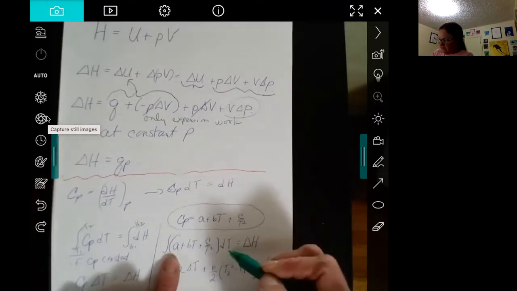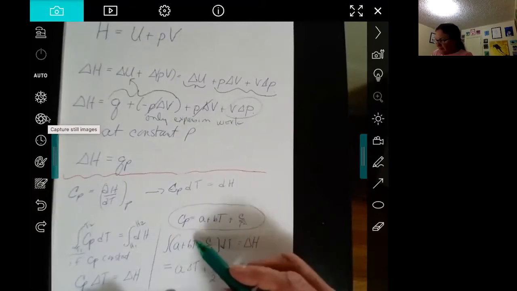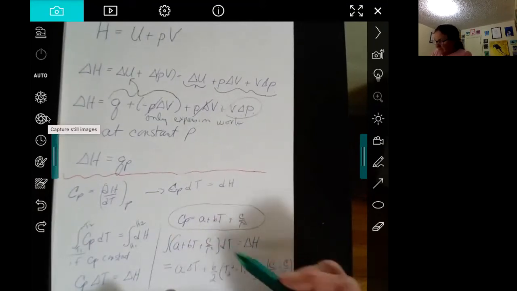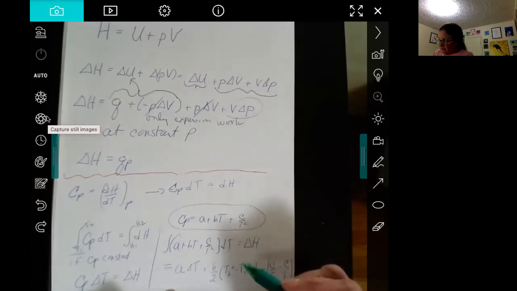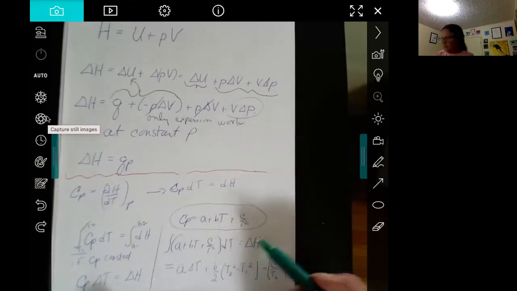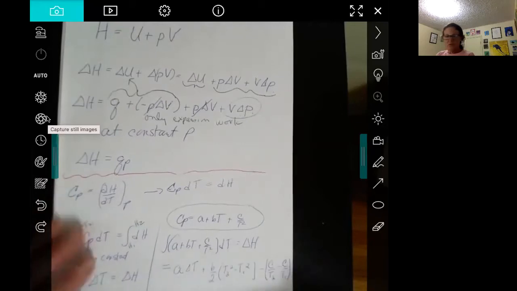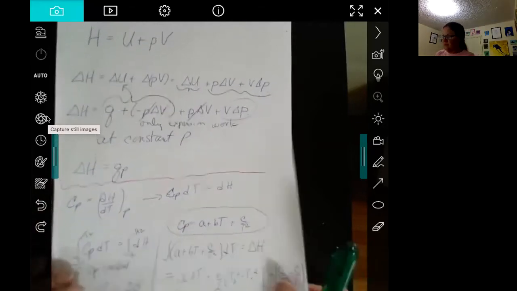This would be a constant dT, same as here, so you'd have A times delta T. The integral of T is T squared over 2, and the 2 comes out front because if you take the derivative and go backwards, it'll make sense to you. So you get all 3 of these terms. So to see how delta H changes if the heat capacity is changing, you'd have to do the integral over that function of your heat capacity.